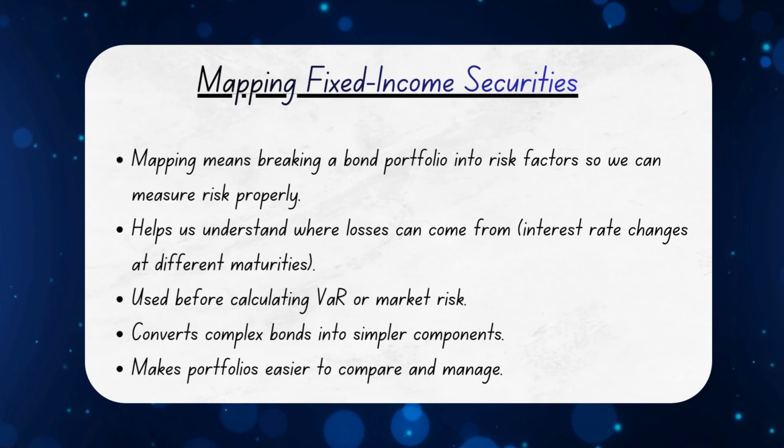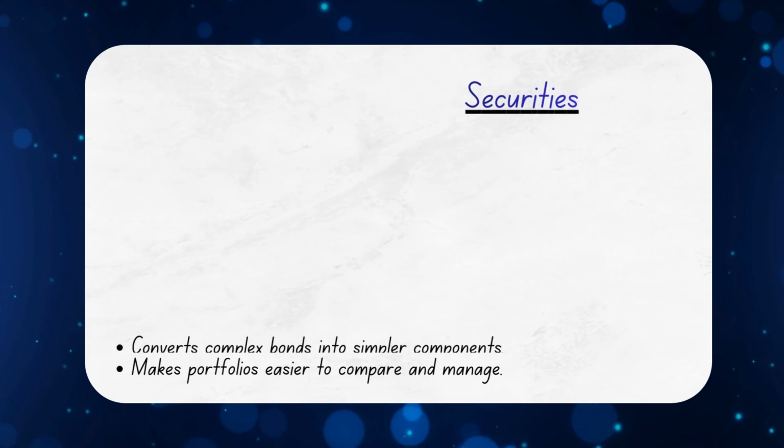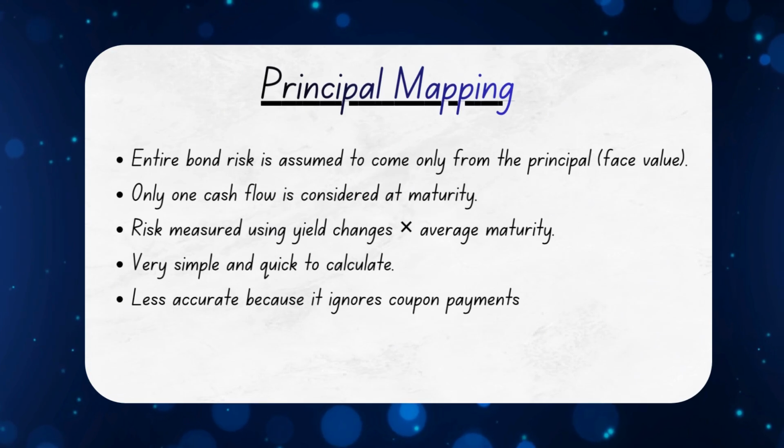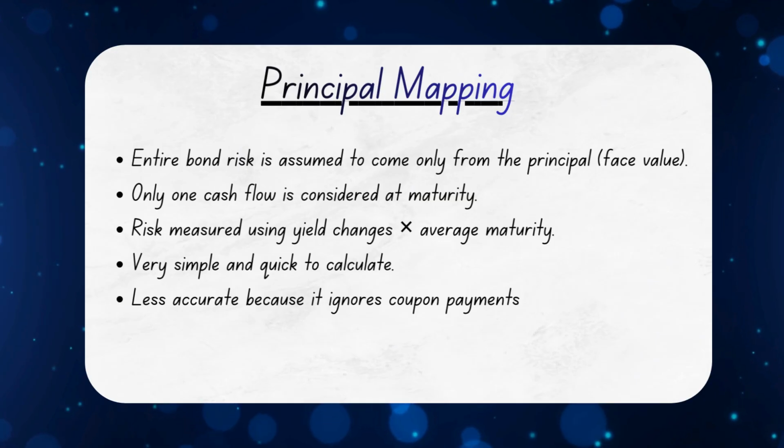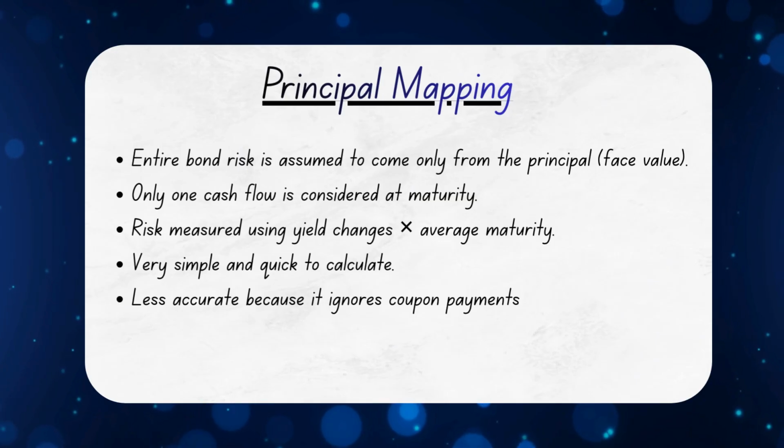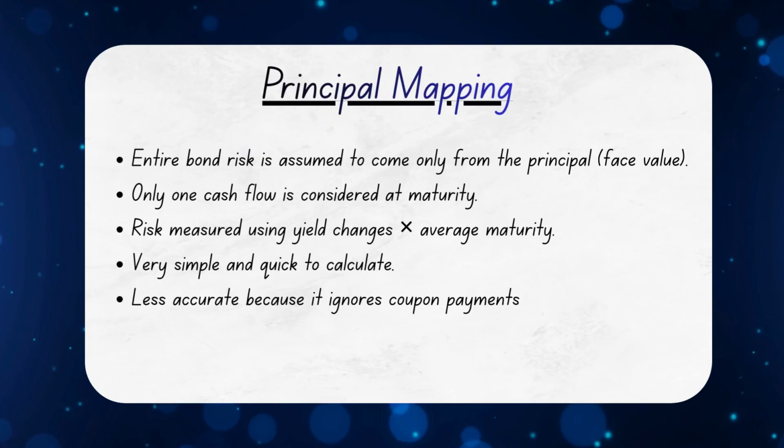So before calculating measures like value at risk, we first map the portfolio into simpler risk pieces. This makes complex bonds easier to analyze, compare, and manage. The first and simplest method is principal mapping. Here, we assume the entire bond risk comes only from the final principal payment at maturity. So, instead of thinking about many coupon payments, we pretend the bond pays just one single amount at the end, like a zero coupon bond.